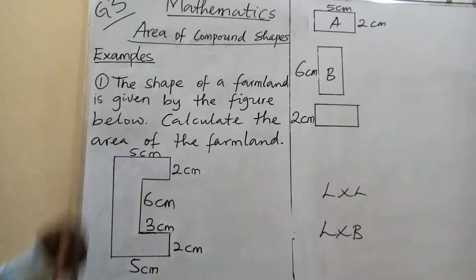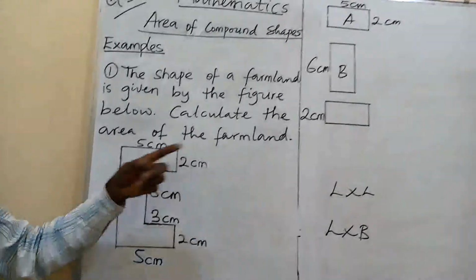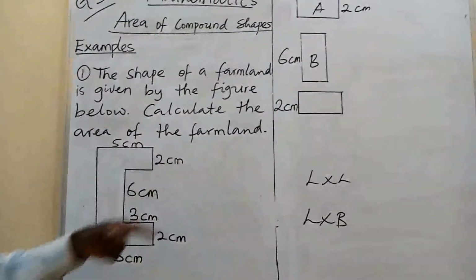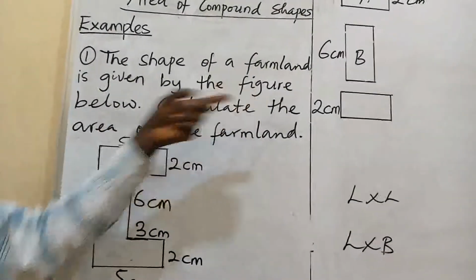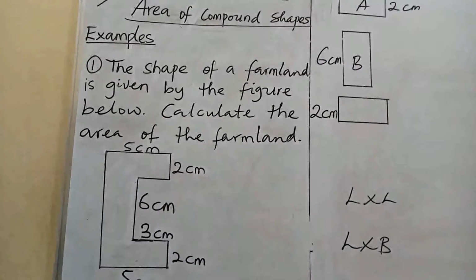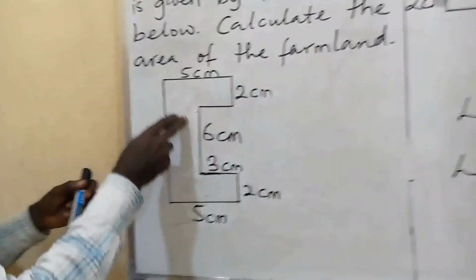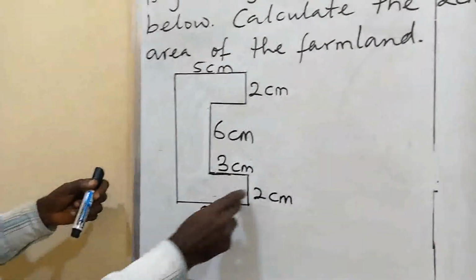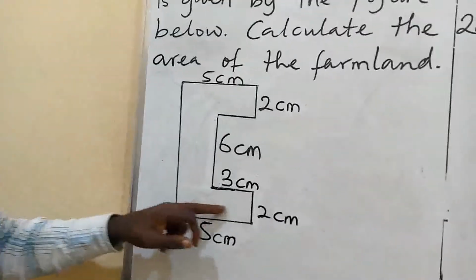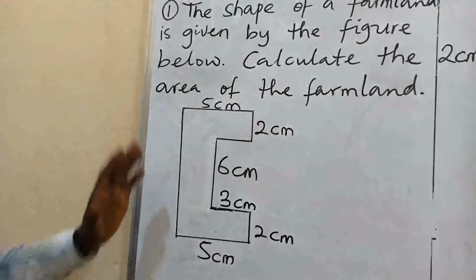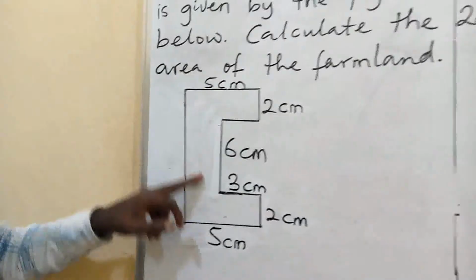The question there is: the shape of a farmland is given by the figure below. Calculate the area of the farmland. Here's the figure. In this question, we are required to calculate the area of this farmland. This figure is representing the farmland in the question. So in order to get the area of this farmland, what are we going to do?